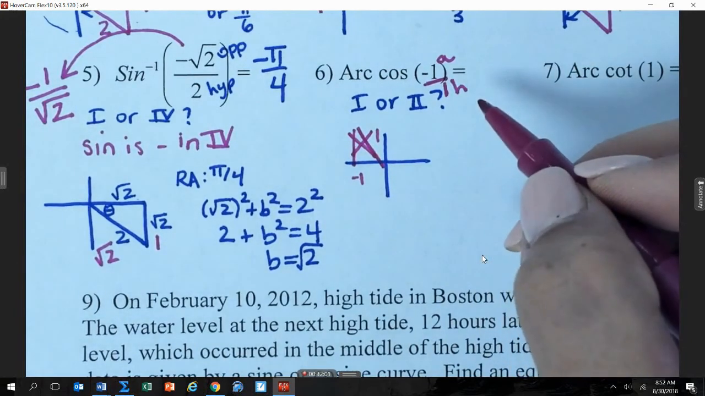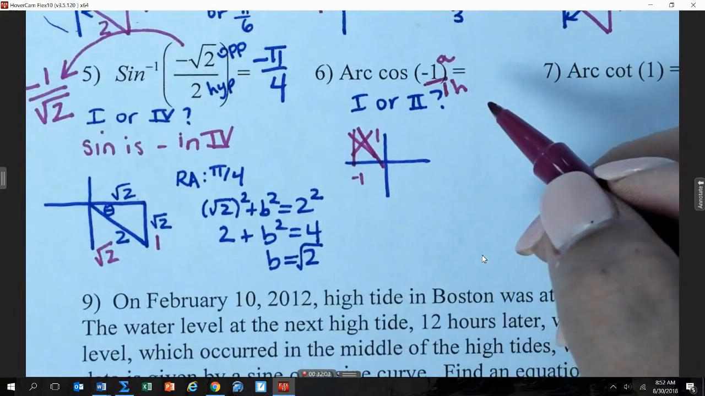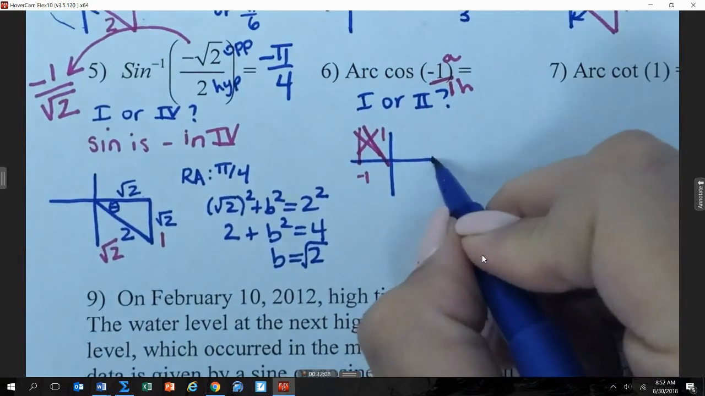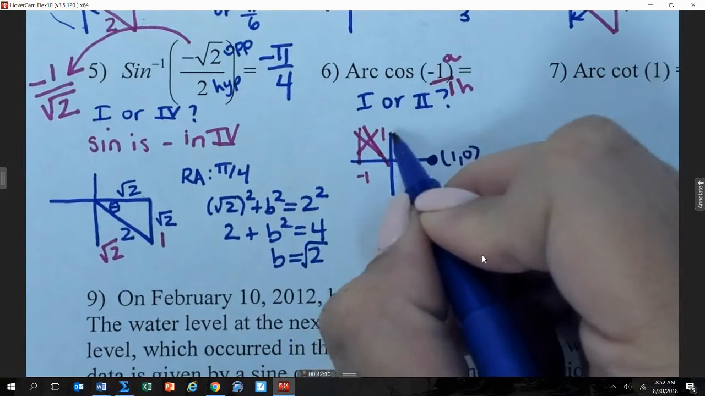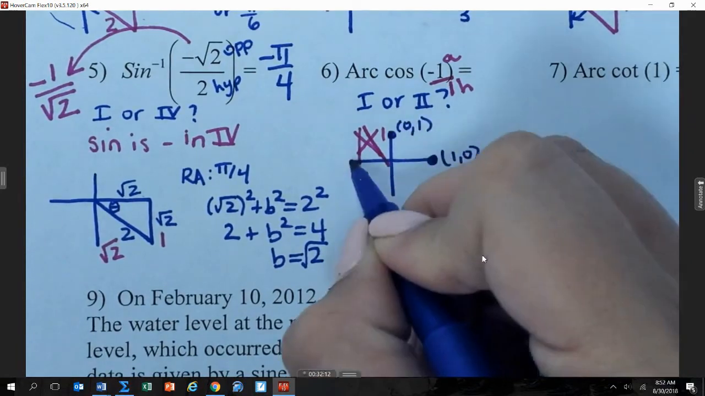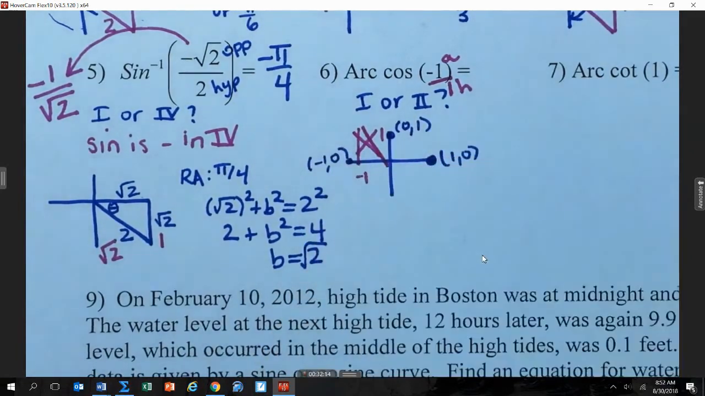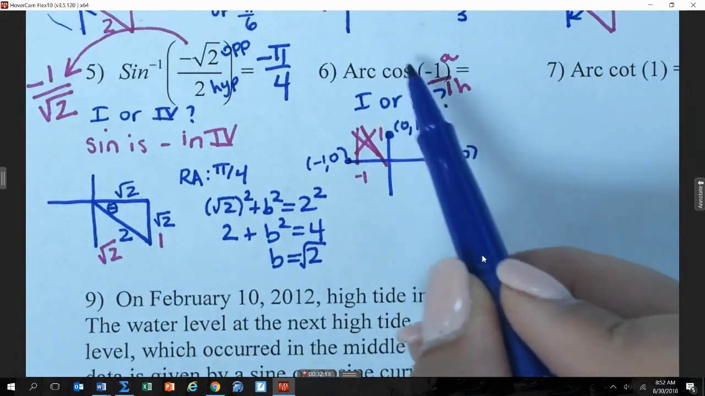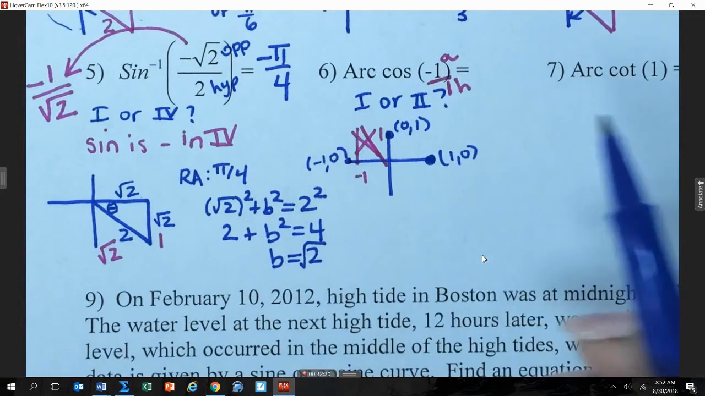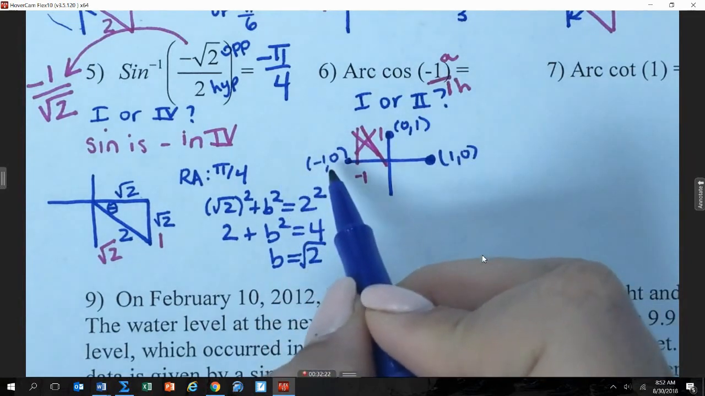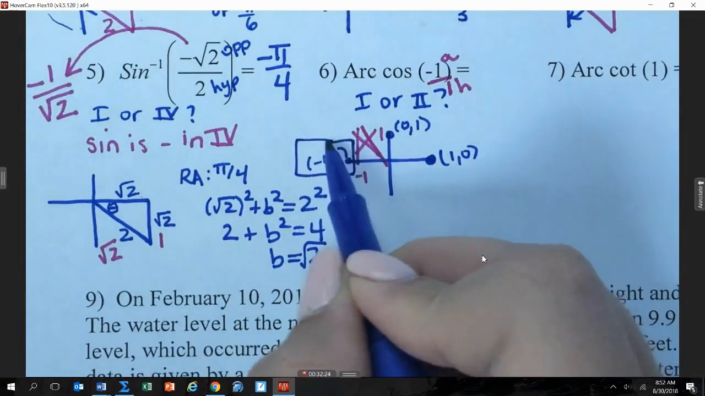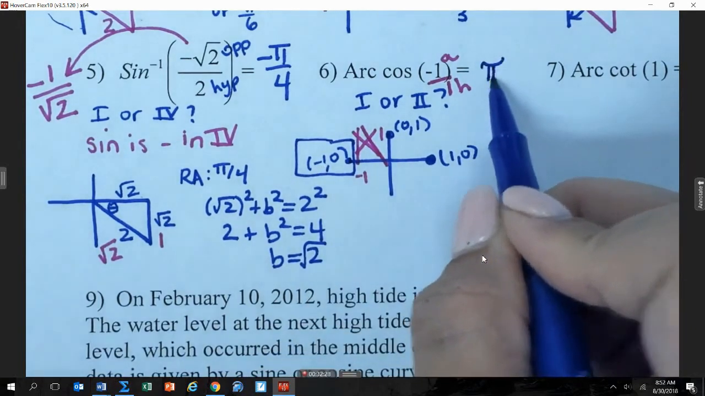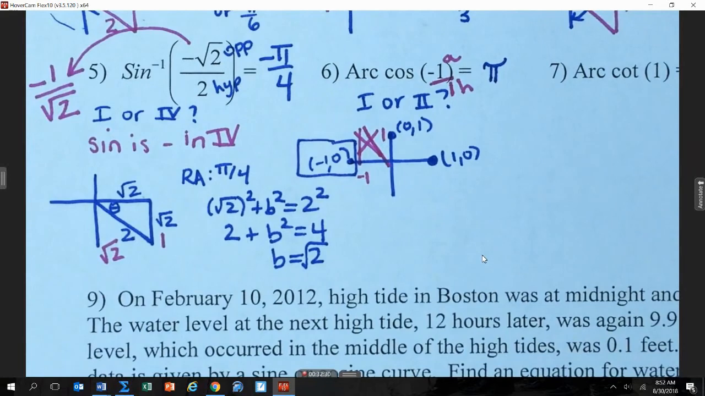So exactly, it would be one of our quadrantal angles. So I'm going to think about the points around the unit circle here. I have the point 1, 0, the point 0, 1, and the point negative 1, 0. And I'm asking myself, where is cosine negative 1? Or where is my x value on the unit circle negative 1? It would be right here, right? My x value is negative 1 at pi. So you should have gotten pi as your answer there.